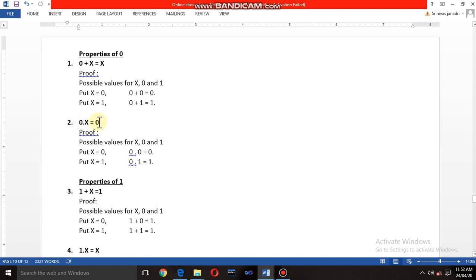Let us see the proof. Possible values for x are 0 and 1. When you put x is equal to 0, it results in 0 AND 0 is equal to 0. This is a basic thing, I hope, from the AND operation. And when you put x is equal to 1, 0 AND 1 is equal to again 0. So this is the proof for the second postulate of properties of 0. Likewise, for postulate 1, 0 plus x is equal to x, and for postulate 2, 0 and x is equal to 0.